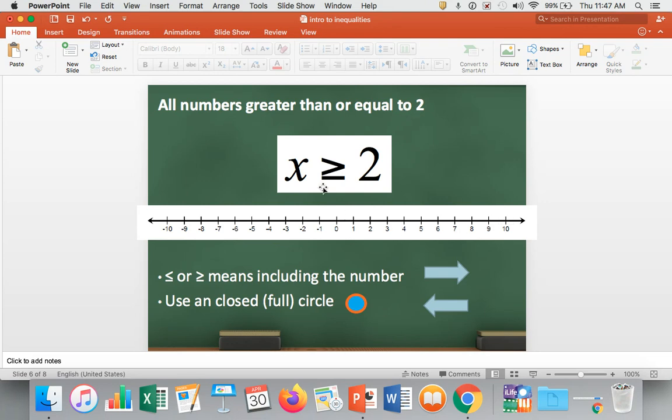In this example, all numbers are greater than or equal to 2. Because we have the greater than or equal, our circle is now closed. So I go to the 2, I put my closed circle there, and then I put my arrow going to the right because it is greater than or equal to 2.